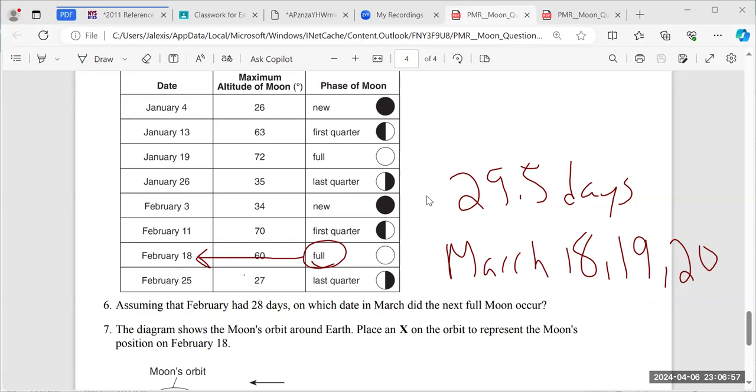So you know that at the very minimum, it could be March 18th, somewhere between 29 to 30 days. And at the very latest, it would be March 20th. So either March 18th or the 19th or the 20th. One of these dates is fine for your answer.